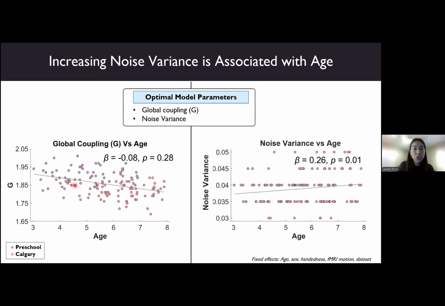And the model with G as the dependent variable indicated that G was not associated with age. On the other hand, we found that noise variance was positively associated with age, indicating that older children exhibited greater noise variance. So the findings suggest a generally stable global influence of structural connectivity on the brain networks over the assessed age range and follow-up period, but an increasing level of network variability.